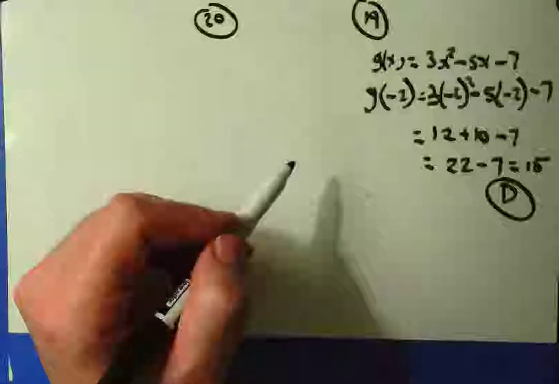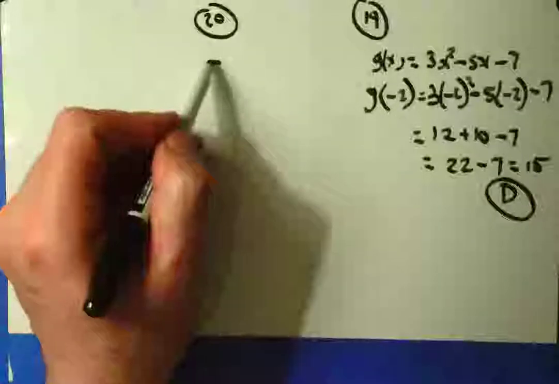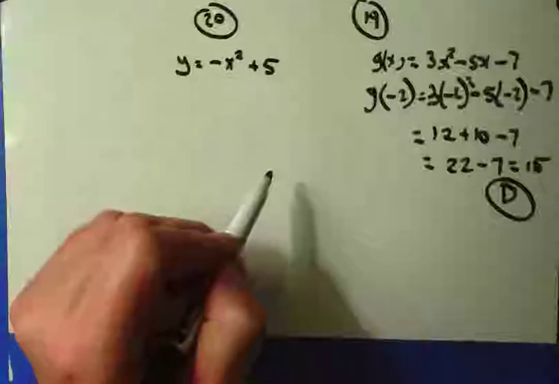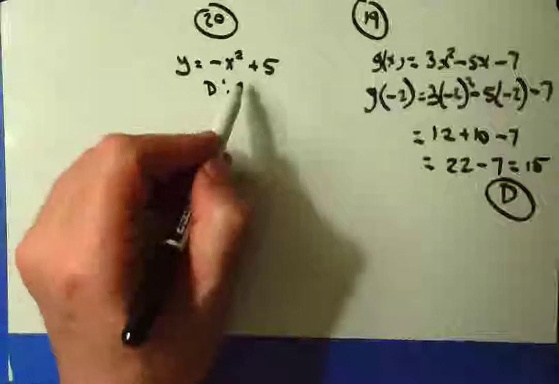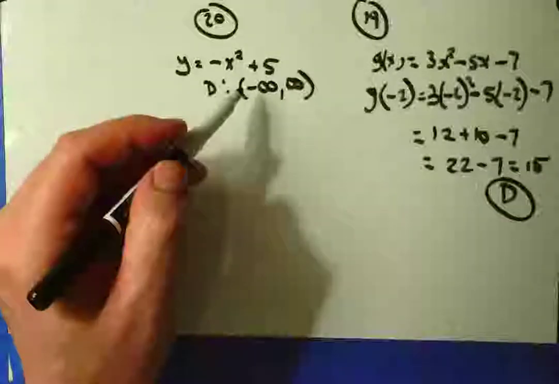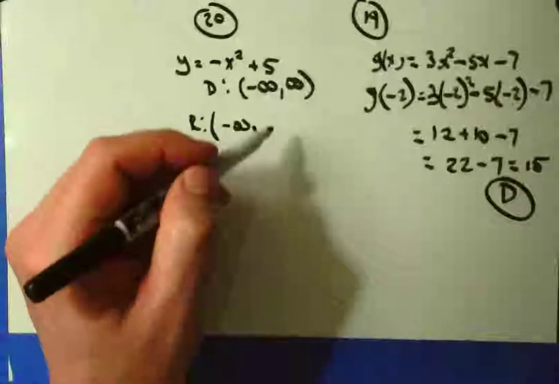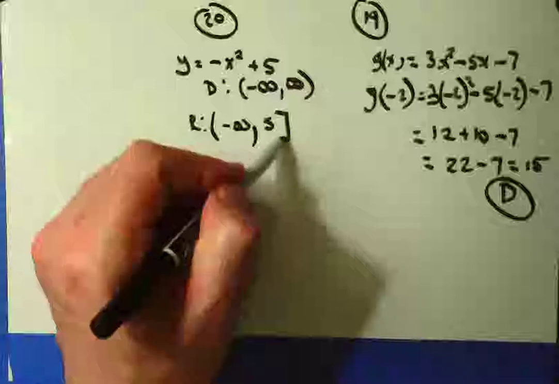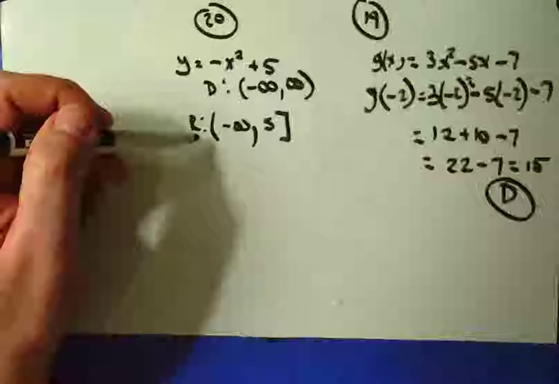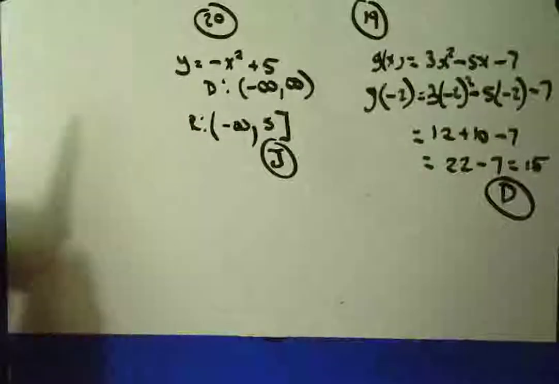Also think about this as a downturn parabola. You can plug any number you want into a downturn parabola equation, like negative x squared plus 5. Is there any number you can't plug into that? No, they all work. So I think the domain for this is all real numbers. The range, however, when I look, goes down forever. So range would be negative infinity and goes up to 5 with a bracket. So which of these says the domain is all real numbers and the range is all numbers less than or equal to 5? That's choice J.